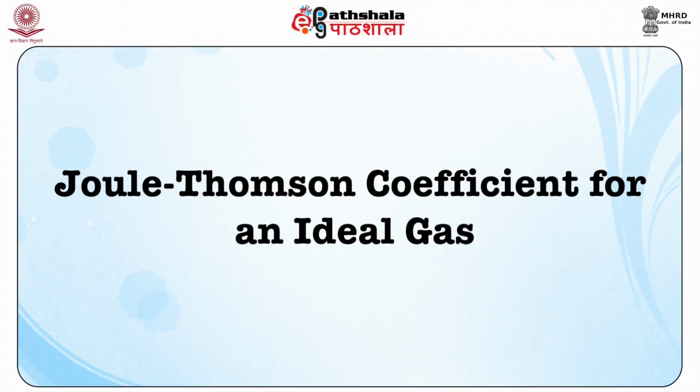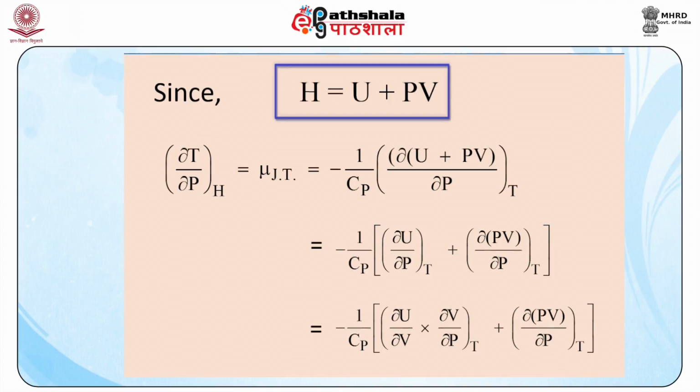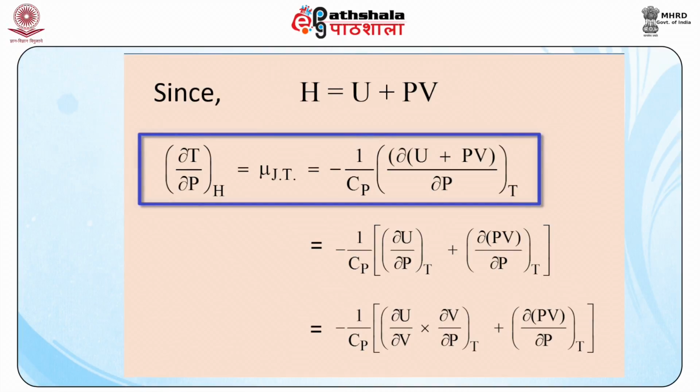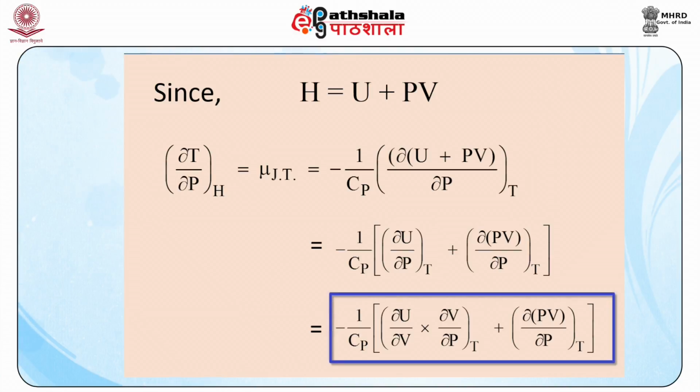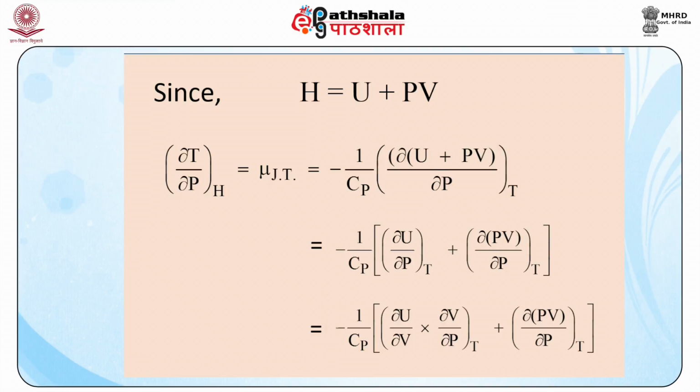Joule-Thomson coefficient for an ideal gas. Since H is equal to U plus PV, if we substitute this value, we get ∂T/∂P at constant enthalpy is equal to μJT equal to minus 1 over Cp ∂(U plus PV) upon ∂P at constant temperature. If we rearrange this, we will get minus 1 by Cp into ∂U/∂V into ∂V/∂P at constant temperature plus ∂(PV)/∂P at constant temperature.